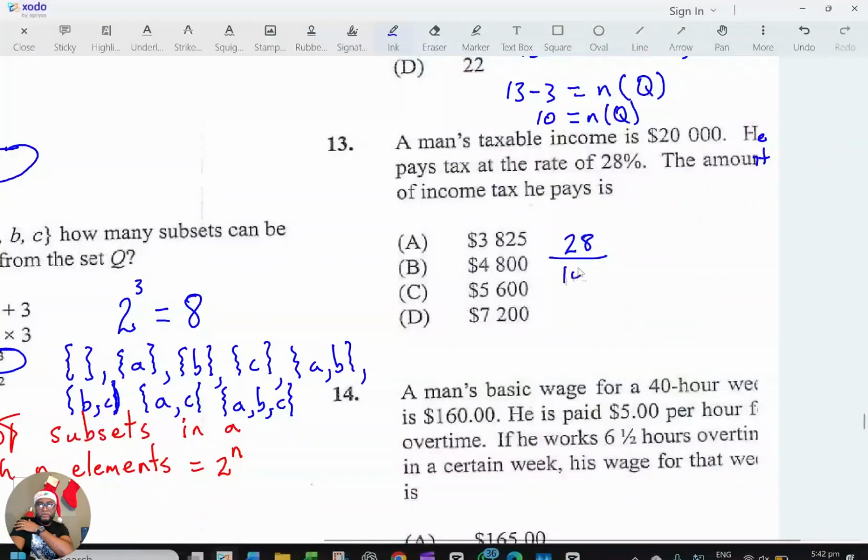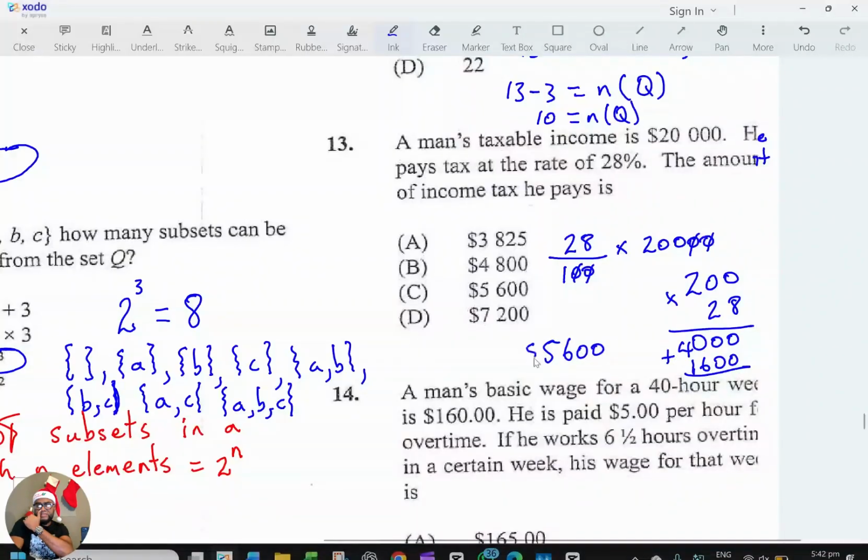So it'll be 28 over 100 multiplied by 20,000. What can happen here? These zeros cancel, and we'll just have 28 multiplied by 200, right? So I put my work in here. It's going to be 200 multiplied by 28. When you multiply this, you get 2 by 0, 0, 2 by 0, 0, 2 2s are 4. You put another 0 here. 8 by 0, 0, 8 by 0, 0, 8 by 2 would give me 16. When you add these two things together, you will get 5,600. You have to add these, right? That will be my income tax. My answer is C.